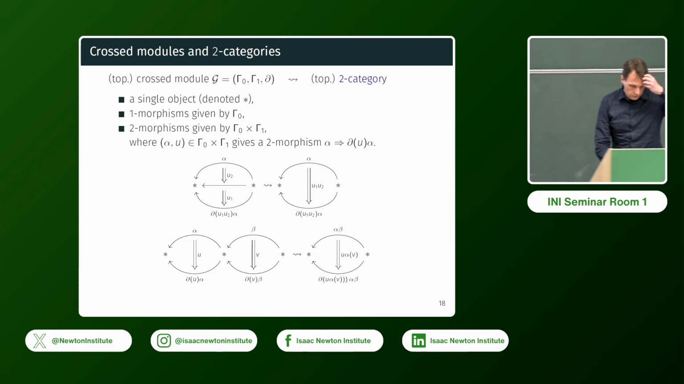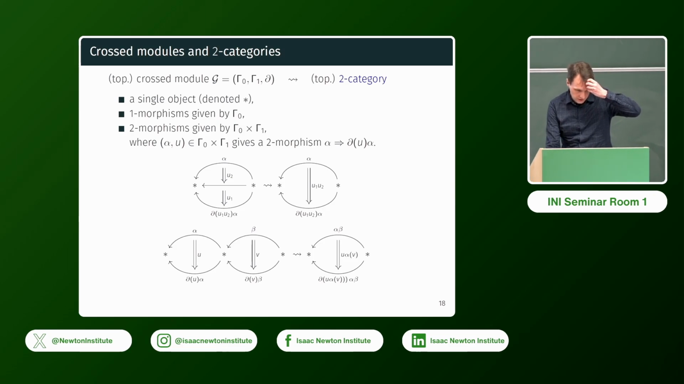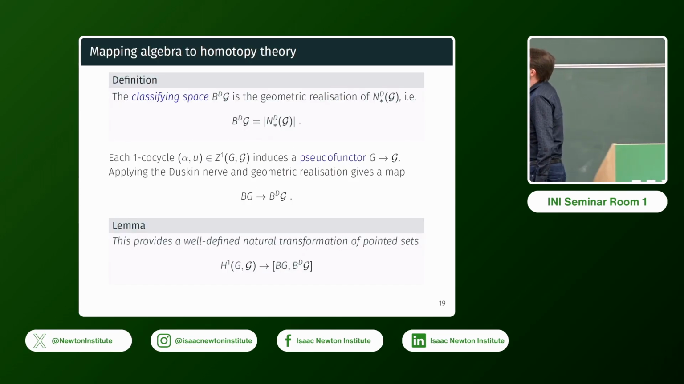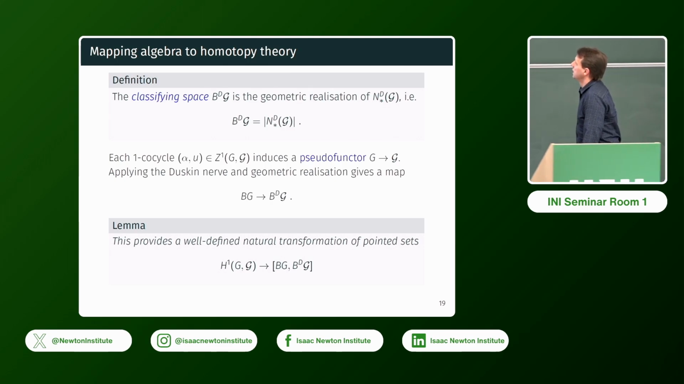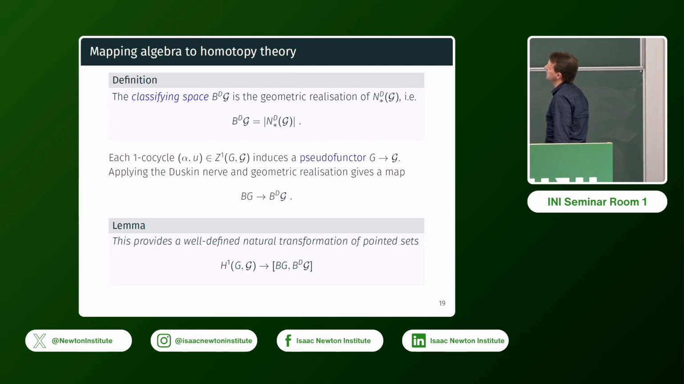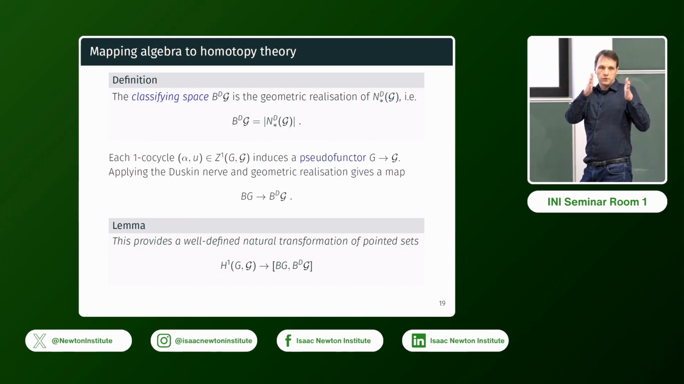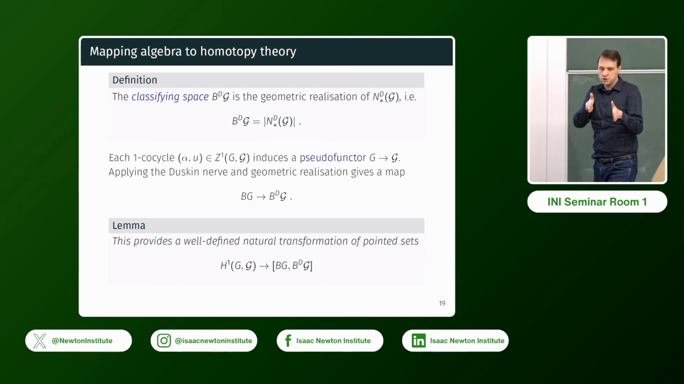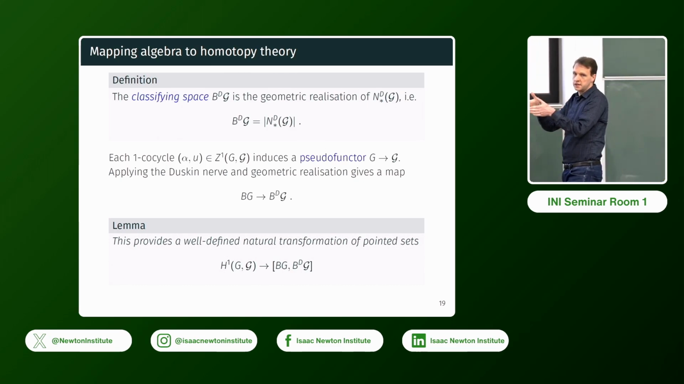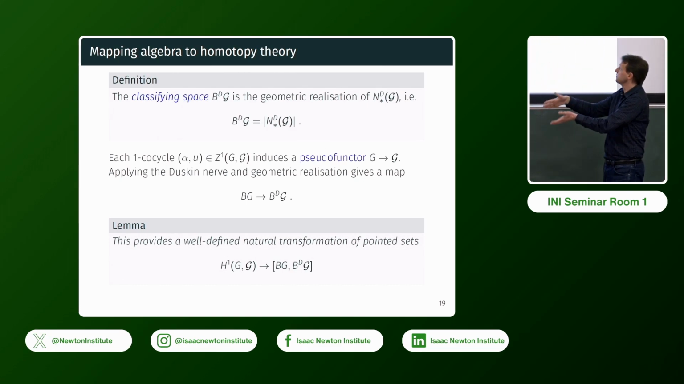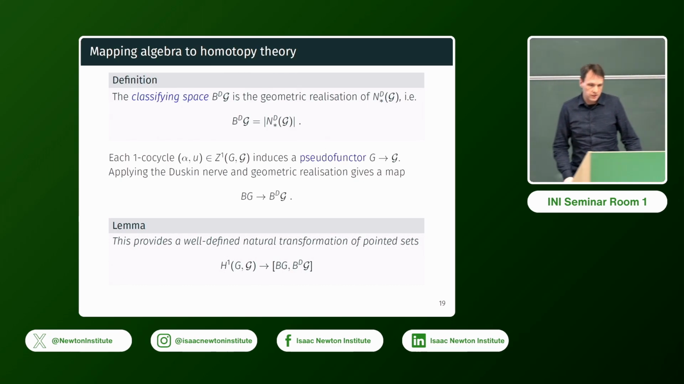So why am I telling you all of this? Because what turns out to be the case is that these topological 2 categories that you get from these cross modules, they have classifying spaces. So I can take a topological cross module, construct this 2 category from it, and then from the 2 category, I can construct a topological space. And this is constructed from the so-called Duskin nerve.